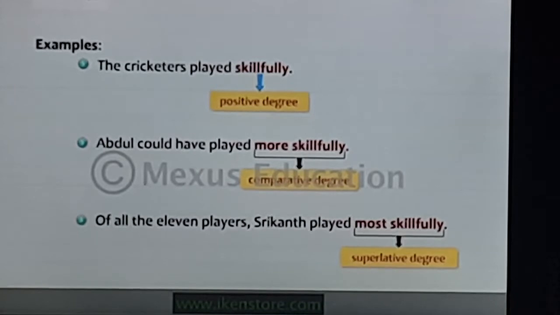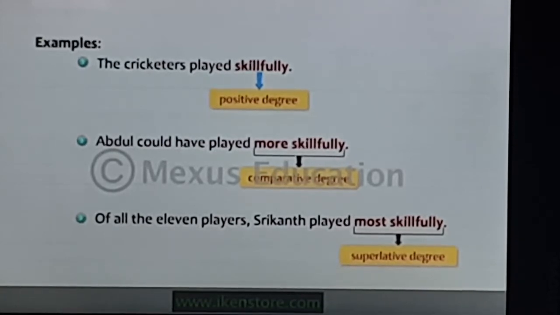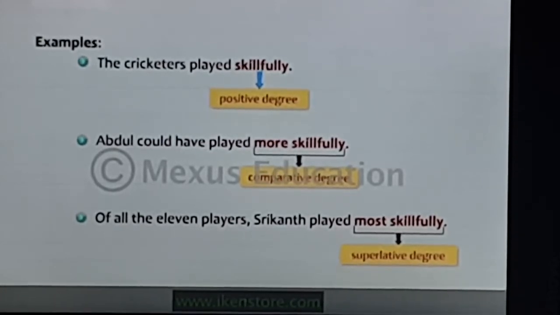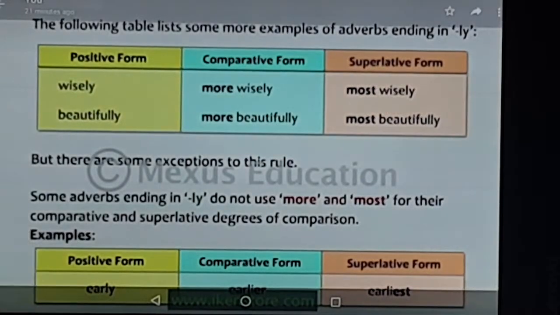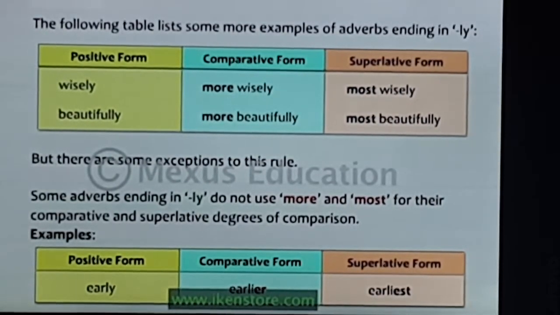Here are more examples. The cricketers played skillfully. This is positive degree. Abdul could have played more skillfully. Here we are comparing Abdul with the whole cricket team. Of all the 11 players, Srikant played most skillfully. This is for superlative degree. Now, the following table lists some more examples of adverbs ending in ly.